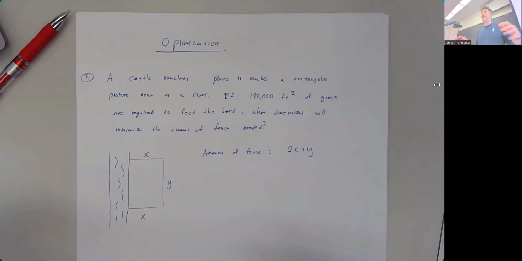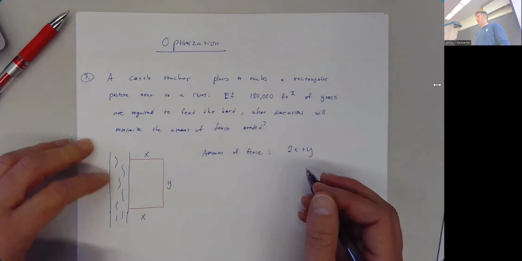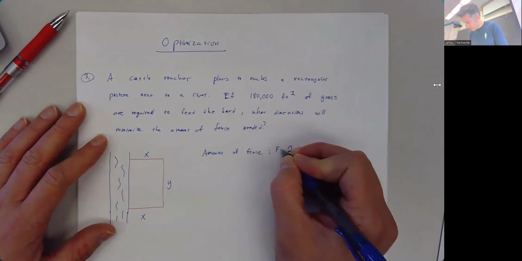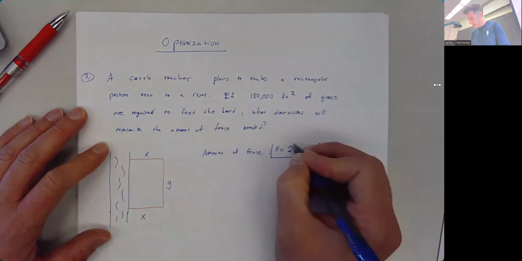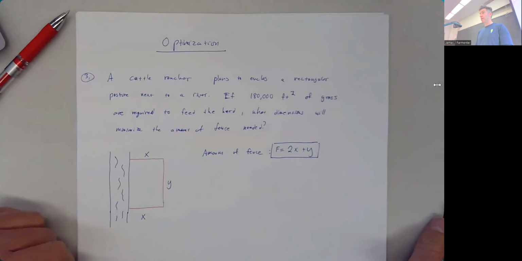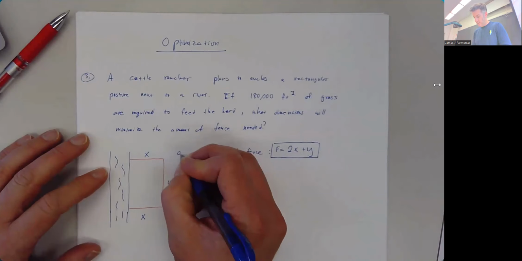Notice that it is not equal to a number because we don't know the value for it. That's what we're trying to find. So typically when you do this, you write fence is equal to 2X plus Y, and we're trying to minimize that function. But I really want to stress here, we never set this equal to a number because we don't know what it's equal to. So that's what we're trying to optimize.